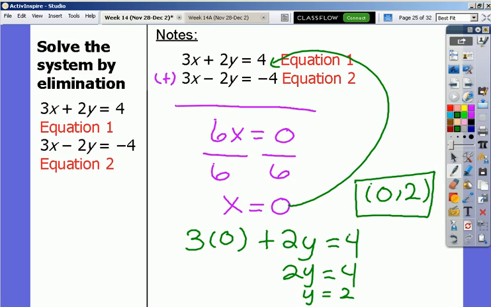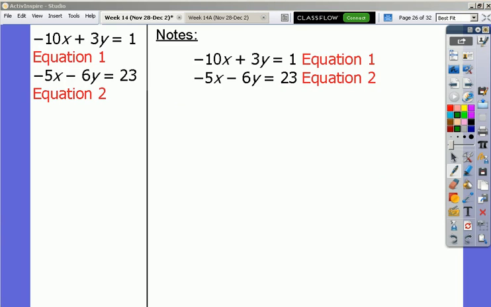All right. So let's take a look at this system here. I have to manipulate one of my equations here because what I notice is that I cannot just add straight away and eliminate one of my variables, correct? So it doesn't matter which one I start with or which one I choose. I can choose the first equation or the second equation.